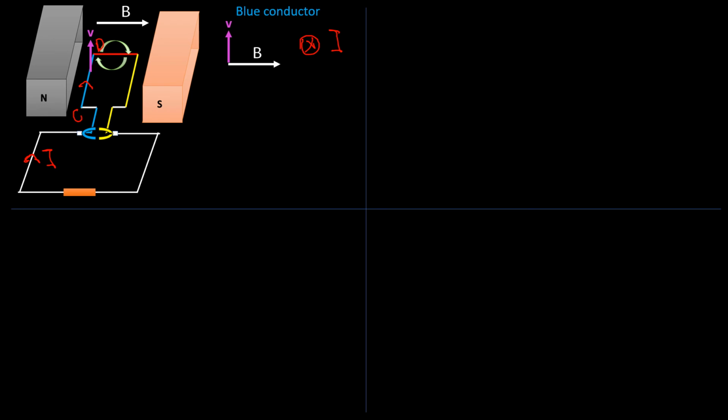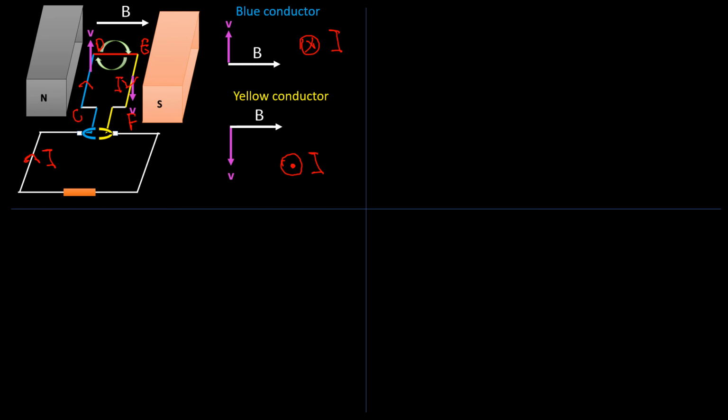While for your yellow conductor, you will experience a downward motion. So your V is downward, but B is still pointed to the right. By using the right hand grip rule or Fleming's right hand rule, you can try it on your own. I didn't show you now, you just practice it on your own. You will get that your current is flowing out of the page. So in other words, it's flowing from point E to point F, in this direction.